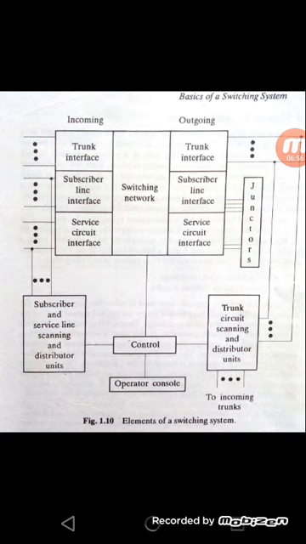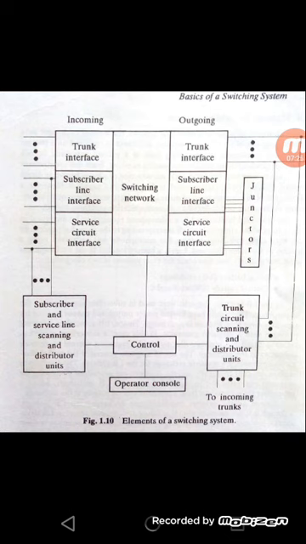A switching system provides three different forms of signaling. First one is subscriber loop signaling, second one is interchange signaling, and third one is intra-exchange or register signaling.